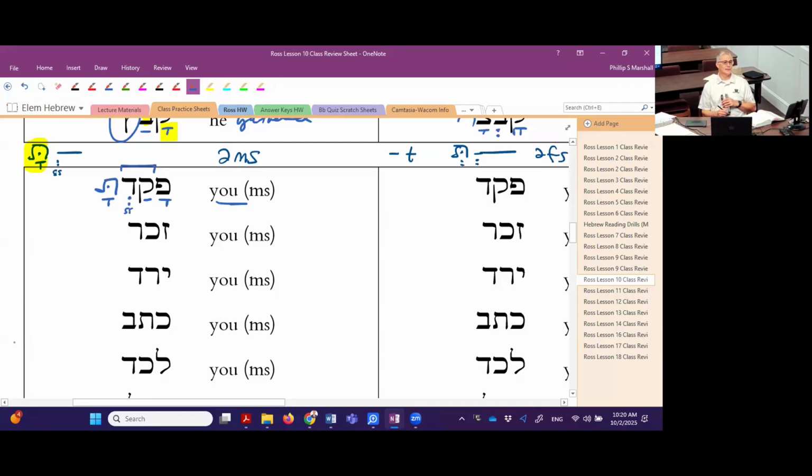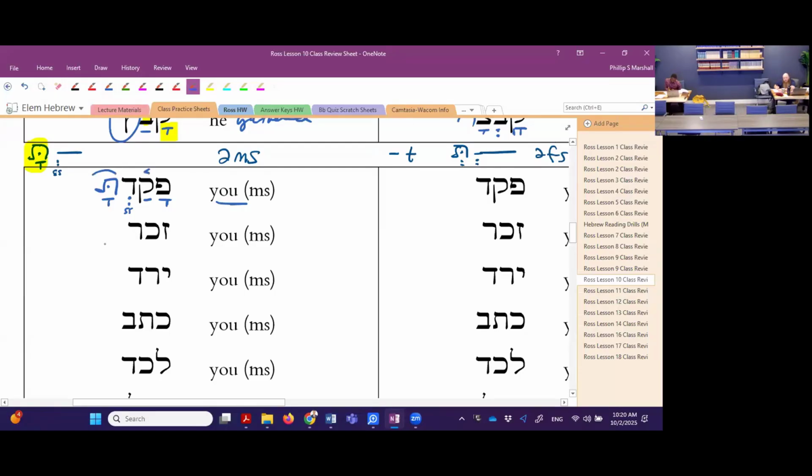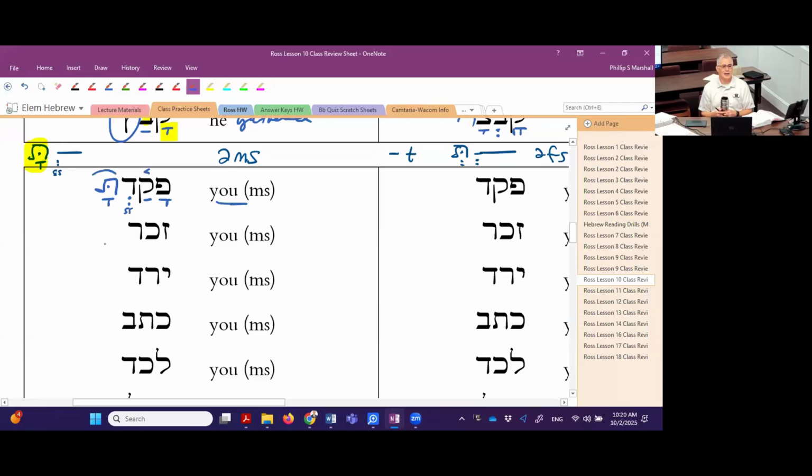Pa-kad-ta. Where does my accent want to be in the Qal perfect? By default, root 2. And it'll always stay on root 2 unless some ending makes it go to the back. So, since root 2 is not the final syllable, ta is final, I do want my accent mark here. Pakadta. All right? So there you go. What does pakadta mean?